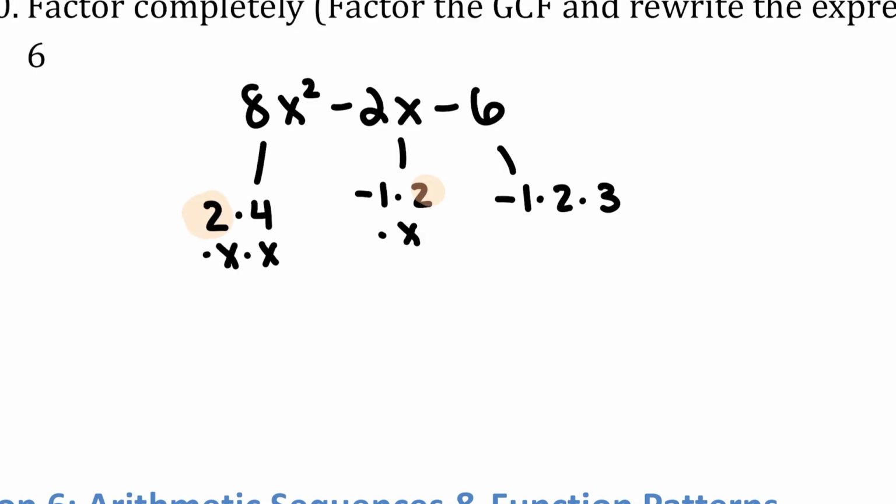So we have a 2, a 2, and a 2. Unfortunately, nothing else repeats here. So 2 is our GCF. Our first term, we're left with 4 times x, which is 4x squared. Second term, we're left with negative 1 times x, which is negative x. Third term, we're left with negative 1 and a 3, so that is negative 3. So here's our answer. 2 times 4x squared minus x minus 3. And that's it for section 5.